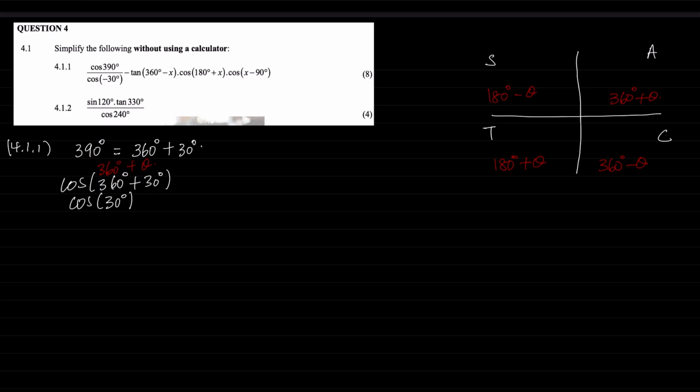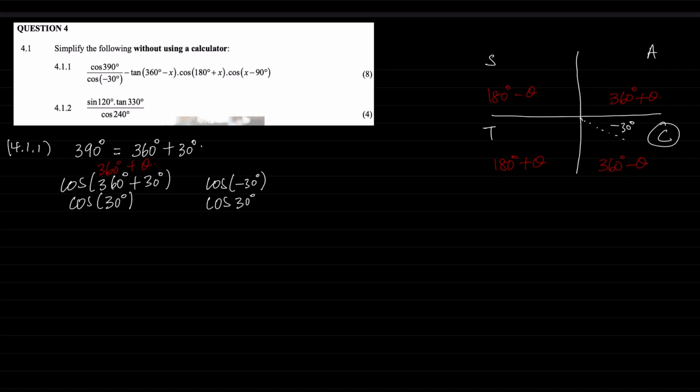Next, we got cos of negative 30. So cos of negative 30 degrees. Now negative angles means a rotation clockwise. So negative 30 will be somewhere here. Cos is positive in this quadrant. So cos of negative 30 is the same as saying cos of 30. Next, we have tan of 360 minus x.